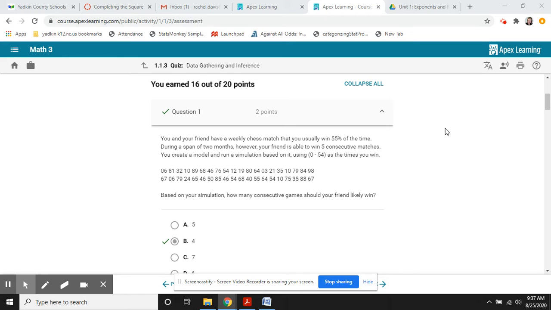So for this question, it's running a simulation, and what it does is it's got random numbers, and what you want to do is, for the numbers, you want to look at them two at a time, and it tells you you're looking at numbers 0 through 54. And let me back up.